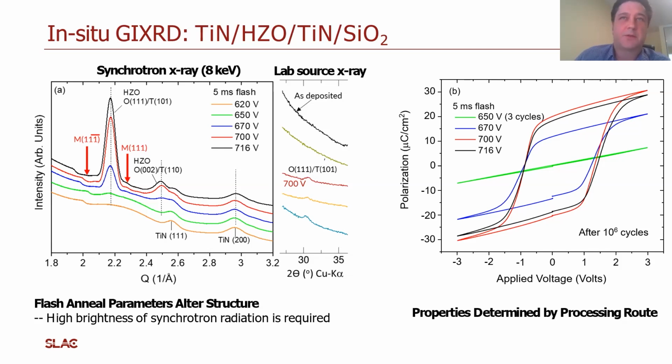The center panel shows diffraction patterns acquired from a lab source, copper K alpha X-ray, with the red trace having the same flash annealing conditions of 5 milliseconds to 700 volts in both figures. Compared to the data acquired using synchrotron radiation on the left, the intensity of the diffraction peaks are very low and preclude a meaningful analysis of the data. The high brightness of the synchrotron radiation enables structural studies to be performed on these stacks with ultra-thin layers. Next slide, please.